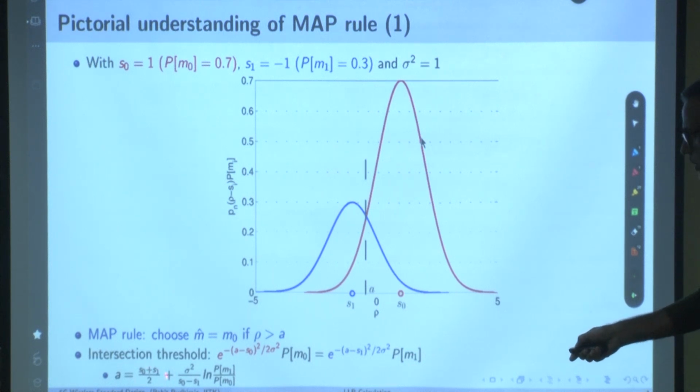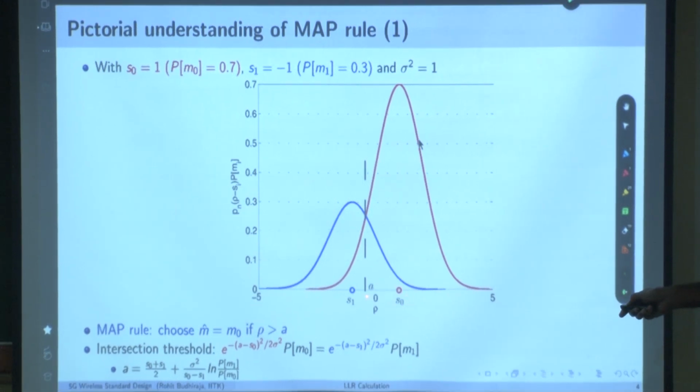What will this threshold be? S0 is 1 and S1 is minus 1, so this threshold will be 0. So what are we saying here? Choose m hat as M0 if rho is greater than A, that is, if the received signal is greater than 0. So the threshold becomes 0. If the received value is positive, you are declaring that as S0. If the rho value is negative, you are declaring that as S1.